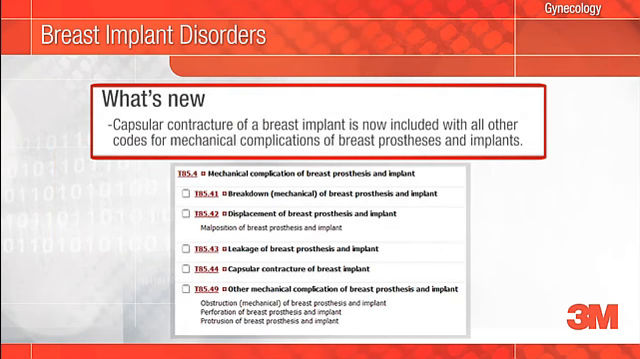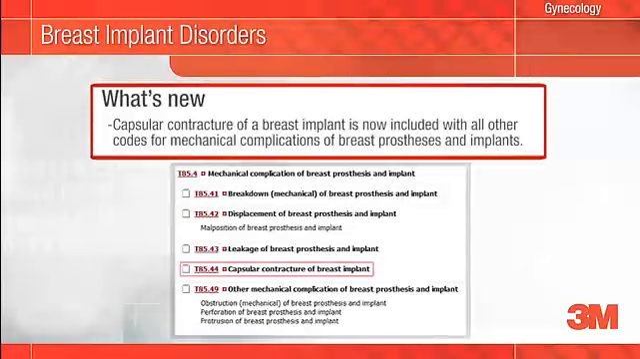Under ICD-10, the code for a capsular contracture of a breast implant has been moved from the section of the coding book entitled Other Specified Breast Disorders to the section Mechanical Complication of Breast Prostheses and Implant. Complications of breast implants, including breakdown, displacement, and leakage, along with other mechanical complications, already resided in this section, so it is logical that the capsular contracture was moved to this section in ICD-10.